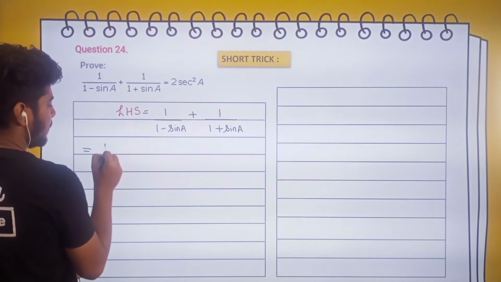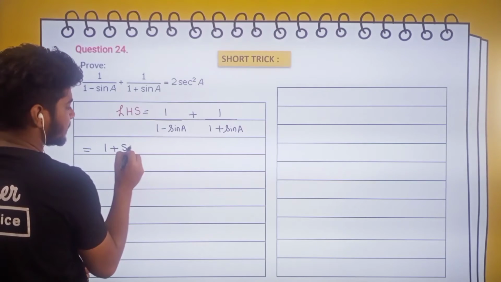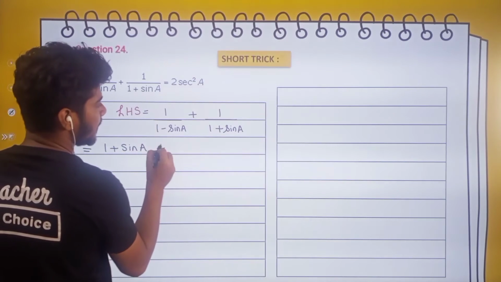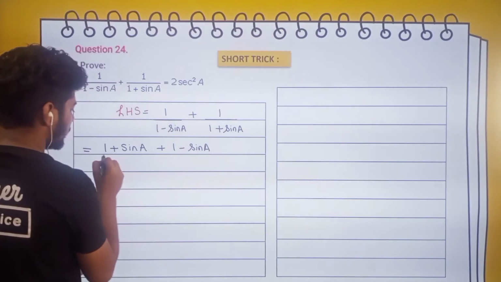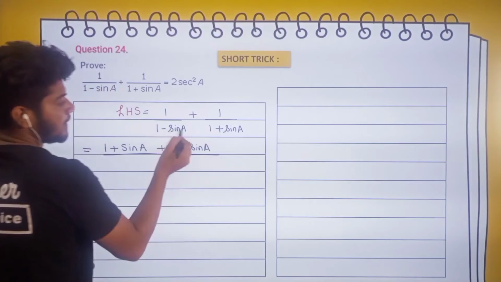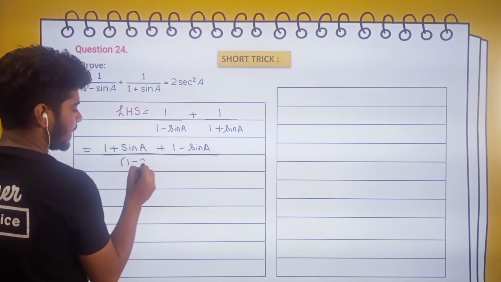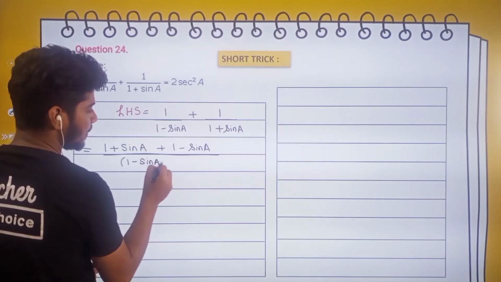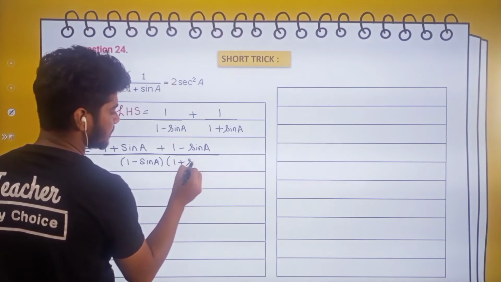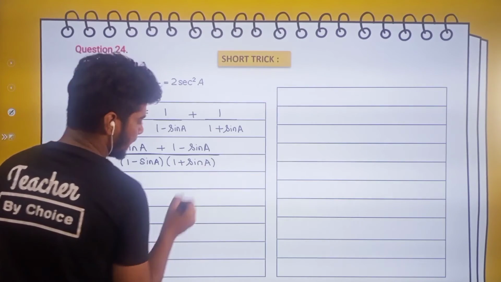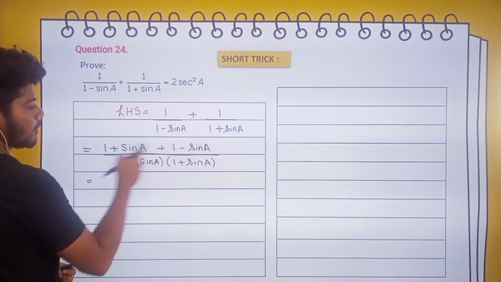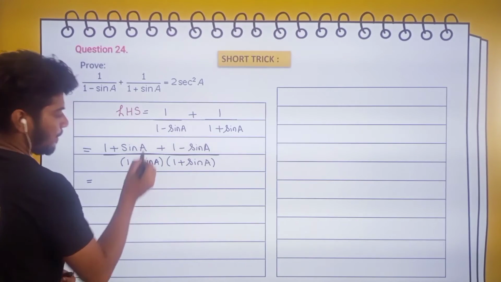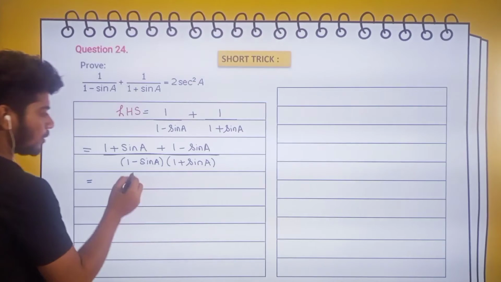Cross multiply them. 1 plus sin A plus 1 minus sin A, whole upon what? See, the denominator का multiplication, 1 minus sin A into 1 plus sin A. Right? Now this will be equal to, 1 plus sin A, 1 minus sin A कितना हो जाएगा? 1 plus 1 will become 2. Minus sin A plus sin A will get cancelled off.